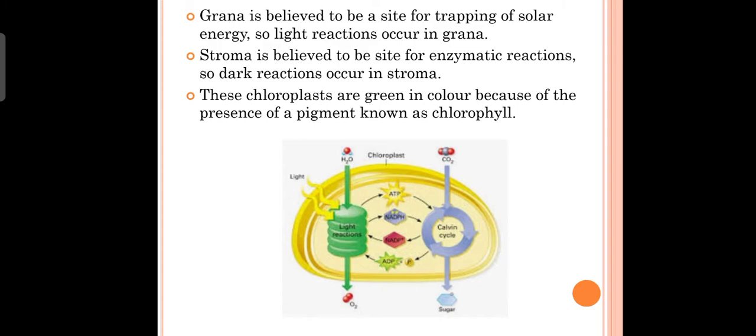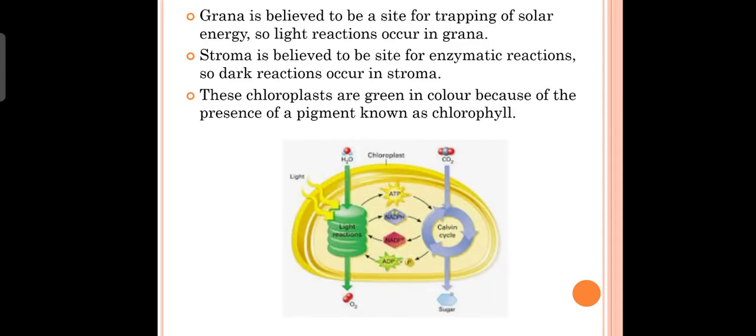So we know that the mechanism of photosynthesis majorly occurs in two steps. One is light reaction and another one is dark reaction. Light reactions are believed to occur in grana, whereas the dark reactions are believed to occur in stroma. Why do the light reactions occur in grana? We know that grana is a stack of thylakoid sacs. Inside the thylakoid we have a pigment known as chlorophyll. This chlorophyll has the capacity to trap the energy from the sunlight. So that's why the light reactions occur in the grana.